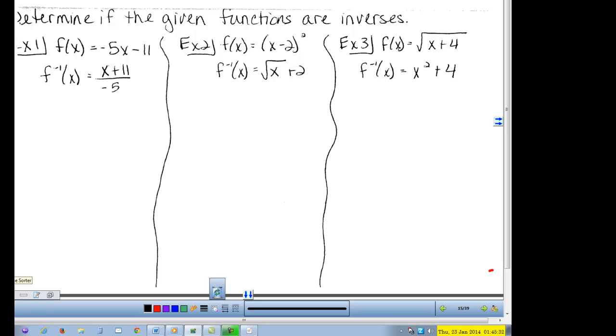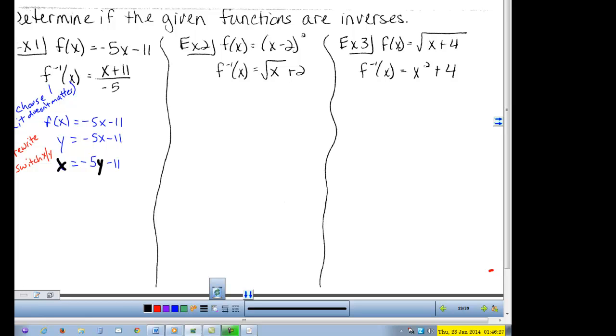Let's look at some examples. Determine if the given functions are inverses. In example 1, first choose one of the equations. It doesn't matter which one. I will choose the top one. F of x equals negative 5x minus 11. Then we rewrite the equation y equals negative 5x minus 11.